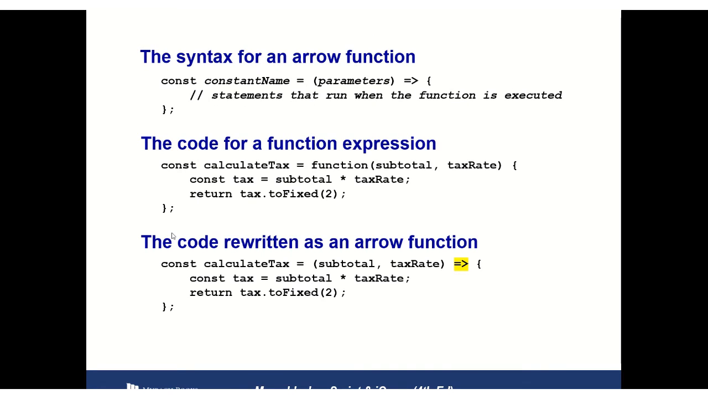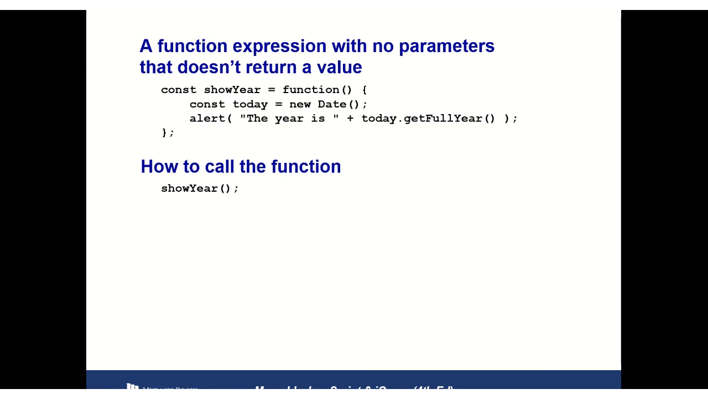The syntax of the arrow function is basically, you can do the constant, names, parameters. So it means the statement that runs when the function is executed. The code for a function expression is pretty simple. You can see here, you have the constant calculate tax and then equals function. So it's a functional interface. So you are defining the function inline, and you are equating it to a value, to a constant. Otherwise you would have defined a function like that, and then you equate that value.